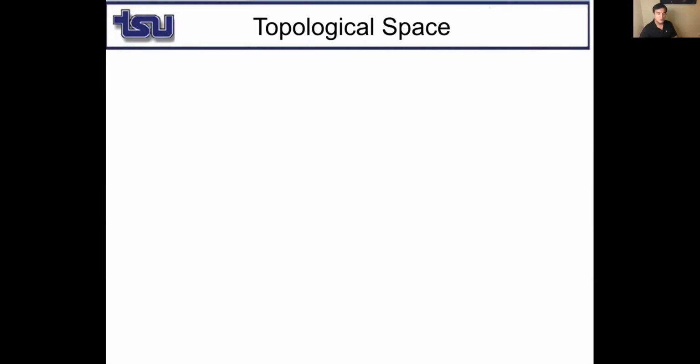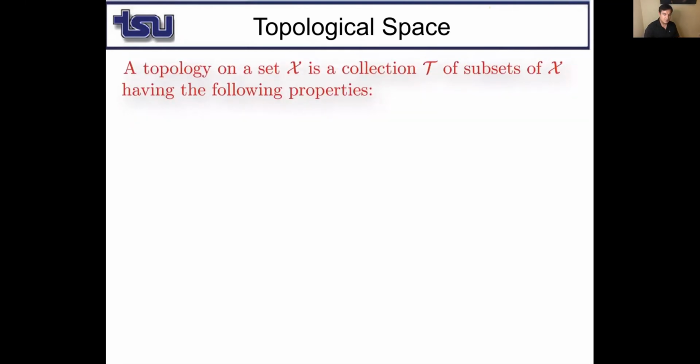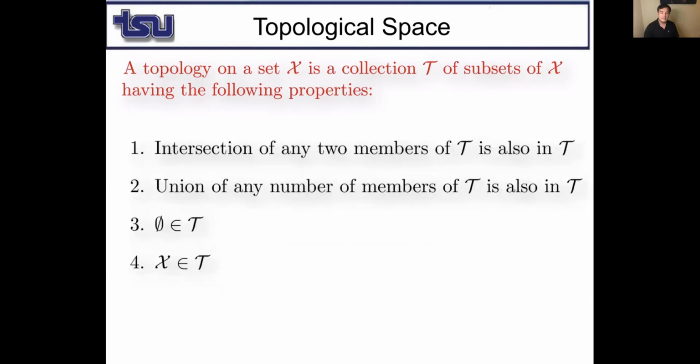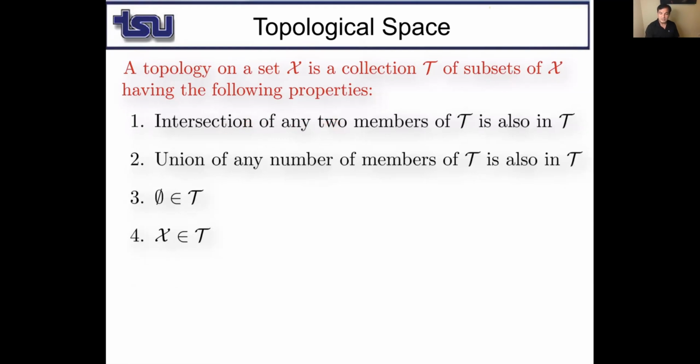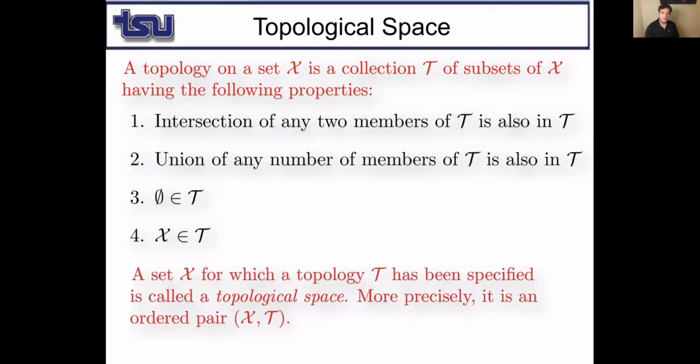All right, so let's talk about what a topological space is. First, a topology on a set X is a collection T of subsets of X having the following properties. Basically, a topology on a set X is a collection of subsets of X with the properties: intersection of any two members, or intersection of any two subsets, is also in this collection. Union of any number of members of T is also in T, and the empty set is in T, and the whole set is also in T, okay? A set X for which a topology T has been specified is called a topological space. More precisely, it's an ordered pair, X and T. I repeat, you have a set X and a collection of subsets of X.